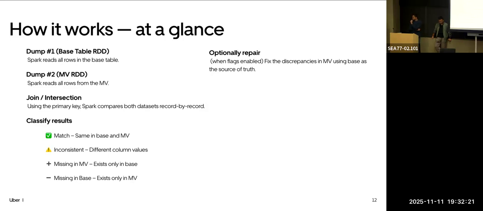Then there can be inconsistency between base and MV table rows. Then rows can be present in MV but absent in the base table, and the other way around. The job also has an option where you can optionally enable the configuration, and it will also fix those records.